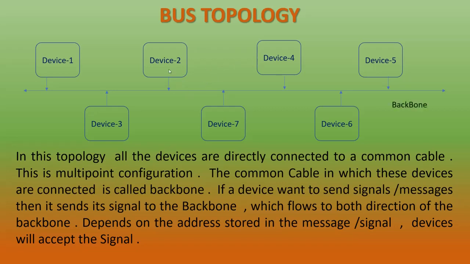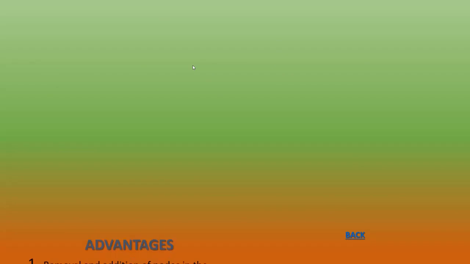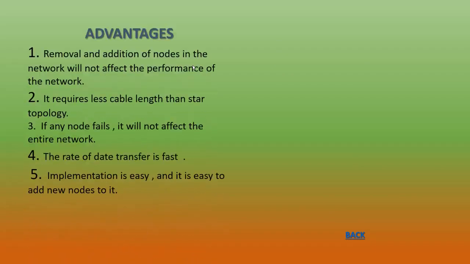See the advantages once again. Removal and addition of nodes in the network will not affect the performance of the network. It requires less cable length. If any one node fails, it will not affect the entire network. Rate of data transfer is high. Implementation is easy. These are the advantages.